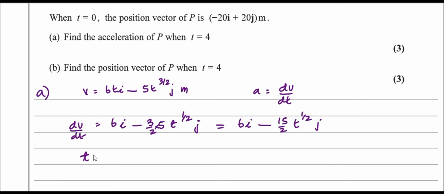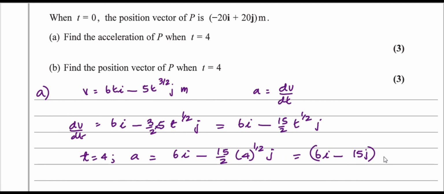Now at t equal to 4, a equals 6i minus 15 over 2 times 4 to the power of half j. That's equal to 6i minus, this is 15 times 2, 30 divided by 2 is 15, so 15j. Then we can write it as meters per second squared because it's acceleration. Part B. Find the position vector of P when t equals 4.